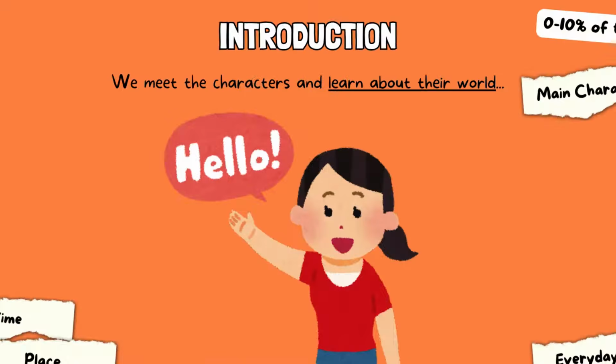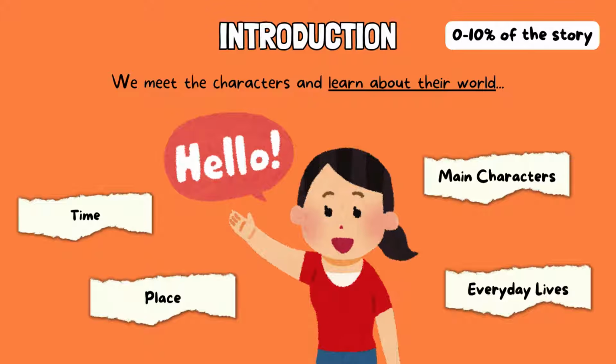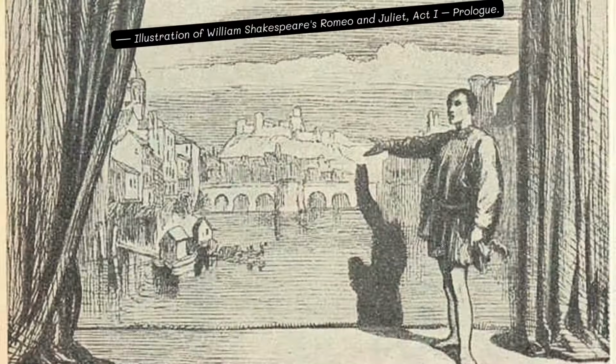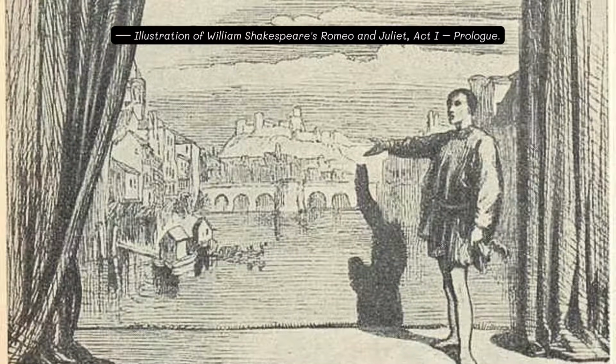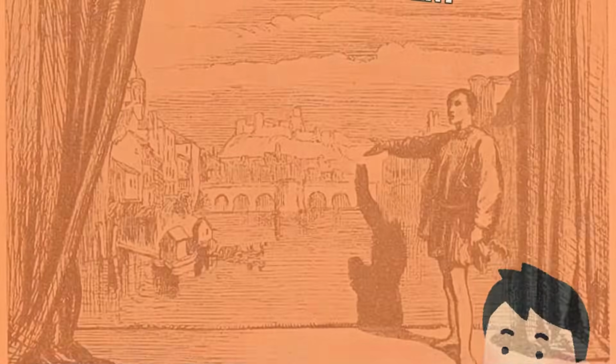Part 1. Introduction. The introduction sets the stage by establishing the world of the story, including the time, place, main characters, and their everyday lives. It gives the audience a sense of the normalcy that will soon be disrupted. This section should be short but rich, leading directly into the first disruption. For example, in Romeo and Juliet, this is where we meet the feuding families and learn about the hatred between the Montagues and Capulets.